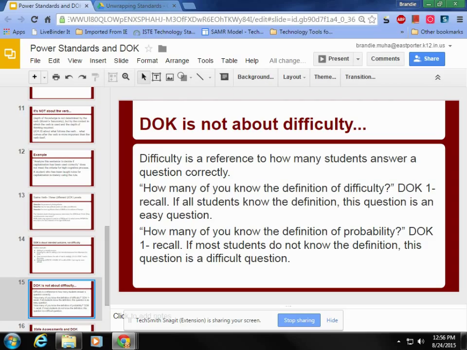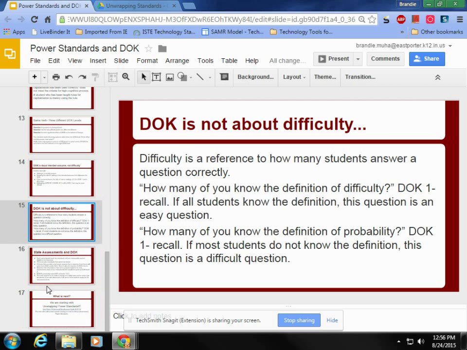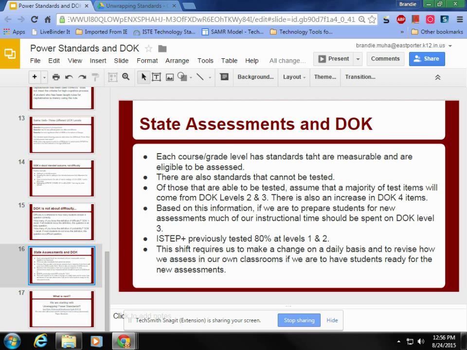So looking at this next slide, again, depth of knowledge is not about difficulty, okay? Difficulty is a reference to how many students answer a question correctly. How many of you know the definition of difficulty? Well, that's a depth of knowledge 1, recall. If all students know the definition, that's an easy question. But if you ask a definition question, for example, how many of you know the definition of probability? That's depth of knowledge 1, recall. But if most students do not know the definition, that's a difficult question. So again, depth of knowledge is not about difficulty.